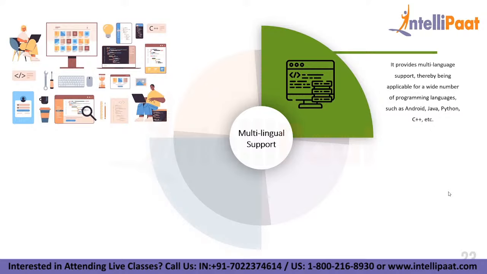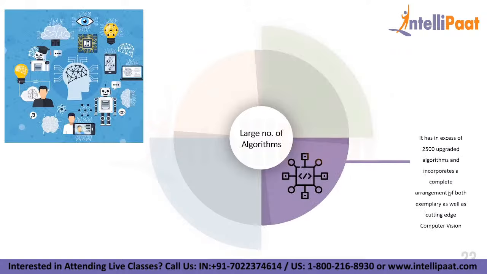So the main advantages of OpenCV, which make it so preferable, are, the first one being that it provides multi-language support, thereby being available for a wide number of programming languages such as Android, Java, Python, C++, and some more. This library has in excess of 2500 upgraded algorithms and incorporates a complete arrangement of both exemplary as well as cutting-edge computer vision and machine learning algorithms.